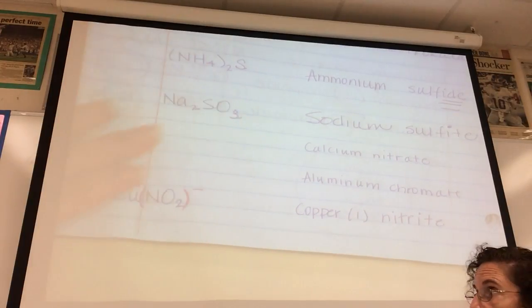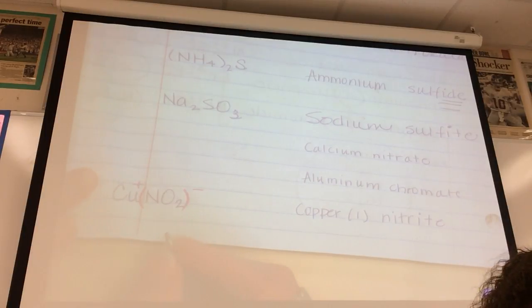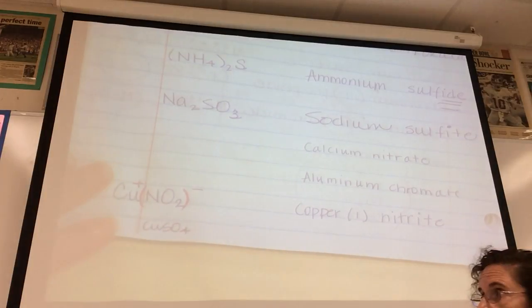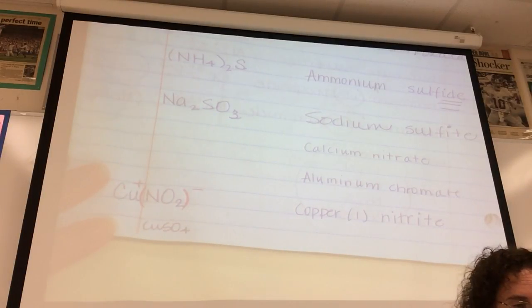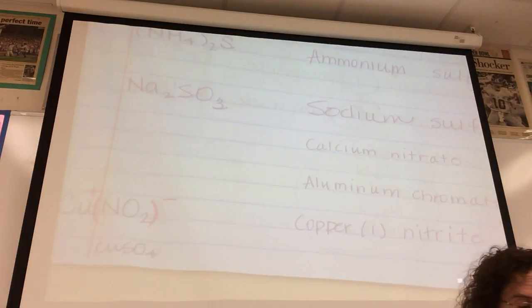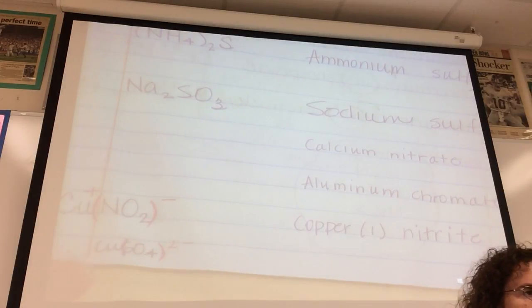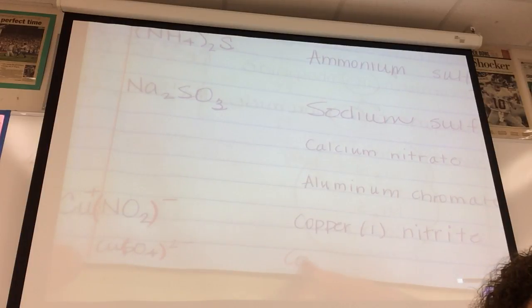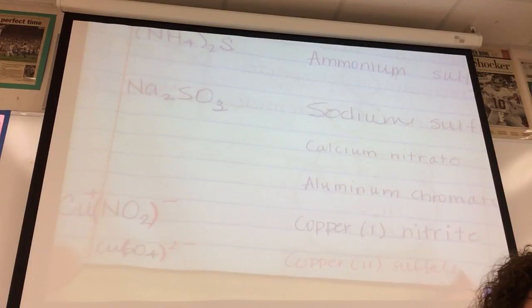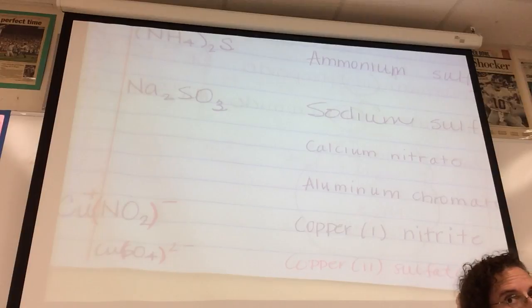Similarly, if you had this, what's the polyatomic? What are we putting in parentheses? Sulfate. So what's the charge on the sulfate? 2 minus. So what's the charge on the copper? 2 plus. So this is copper 2 sulfate. That can be tricky. It requires practice.